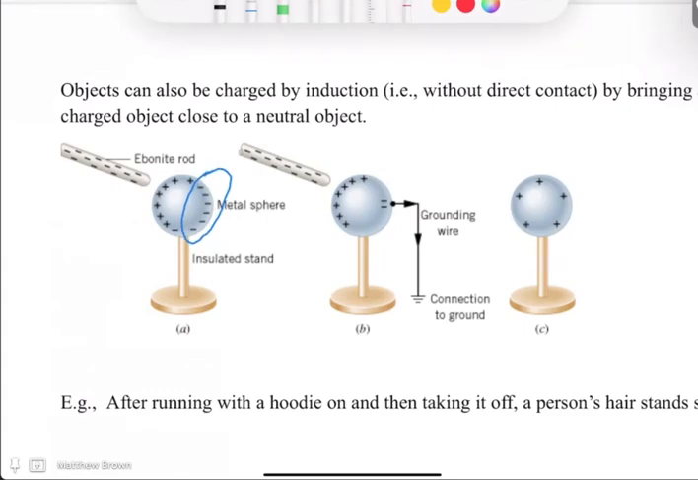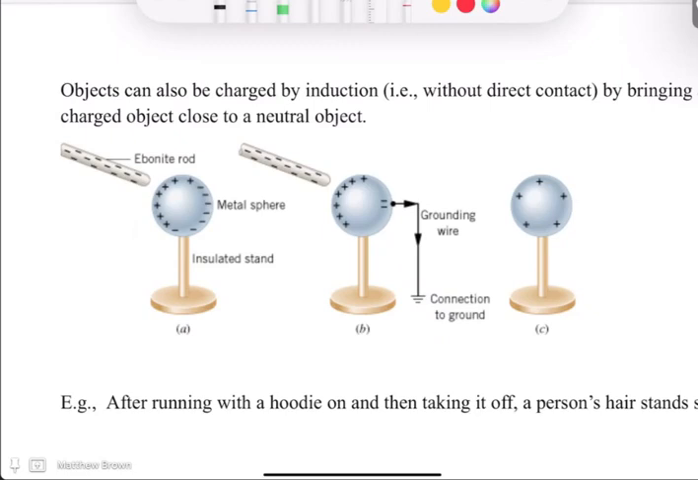Then you bring a grounding wire near it. You give these negative charges on the far side a chance to escape. Because they repel each other and want to get away when they're all close, if you put this little grounding wire here, they will go down the wire and into the earth, where they can spread out more and not be clustered together. Then you move the rod away.